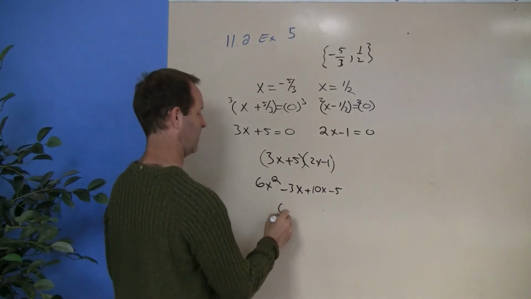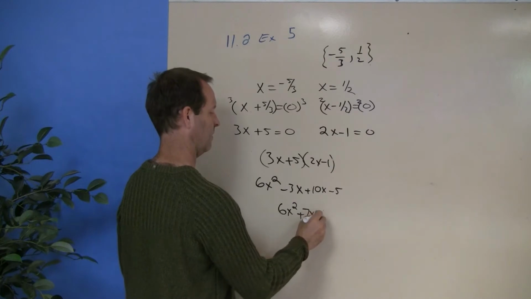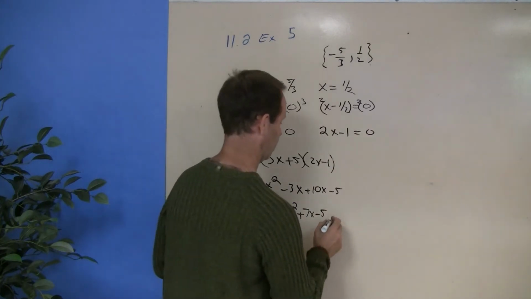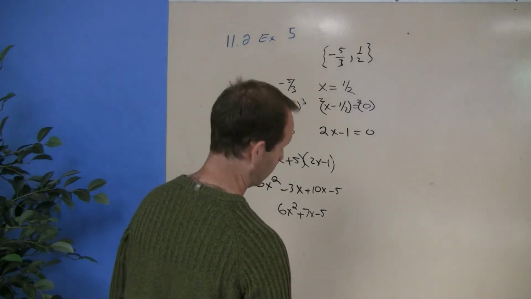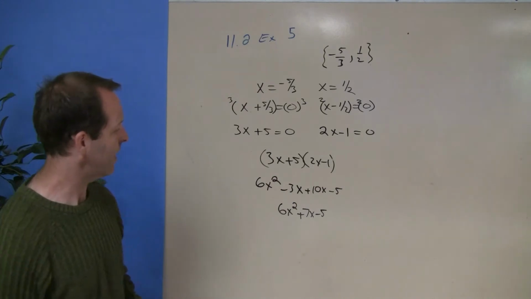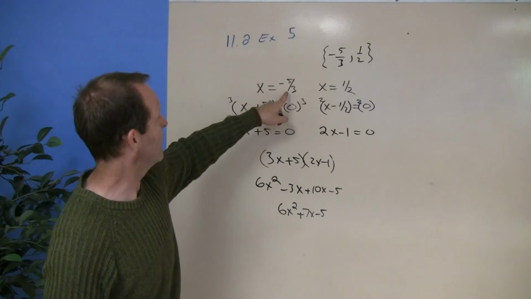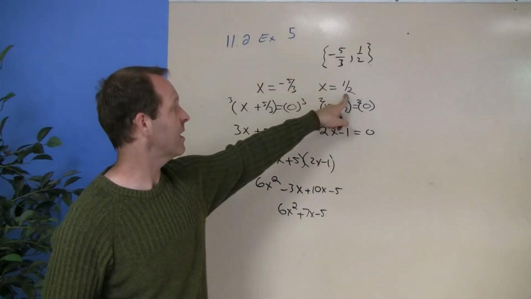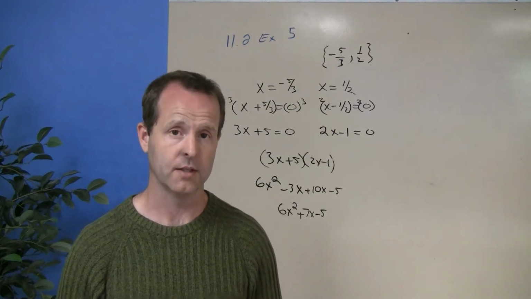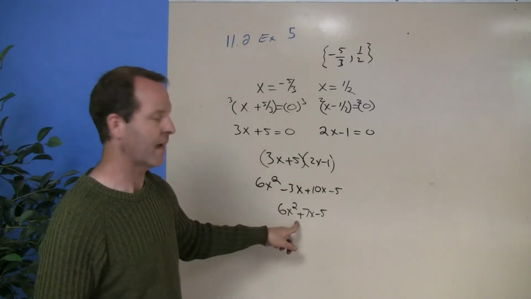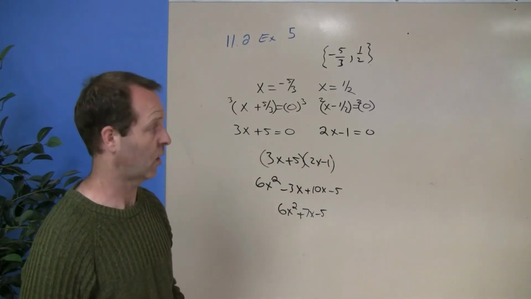And clean up the like terms: 6x squared plus 7x minus 5. I can set that equal to 0 if I want. And so 6x squared plus 7x minus 5, that's the quadratic equation that has -5/3 and a positive 1/2 as solutions. Now there are many other quadratics that also have those solutions, but this is one of them. I can multiply this by any non-zero number and get other quadratics that also work.